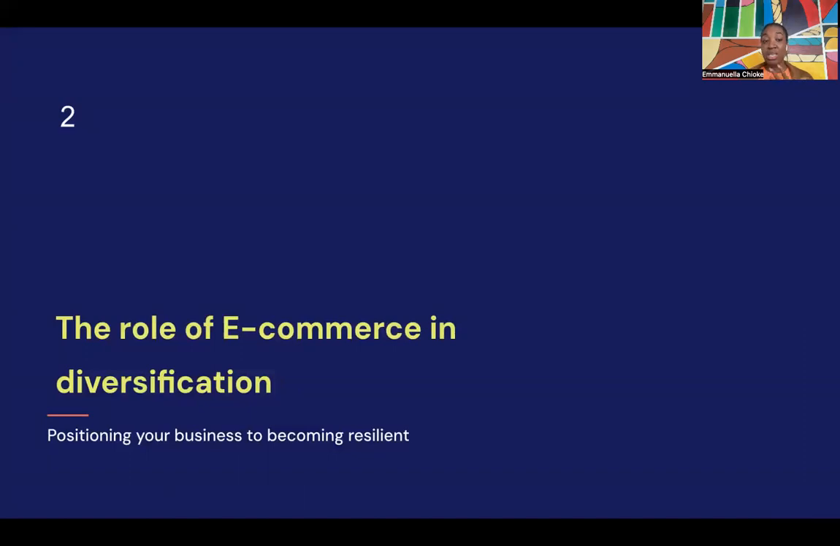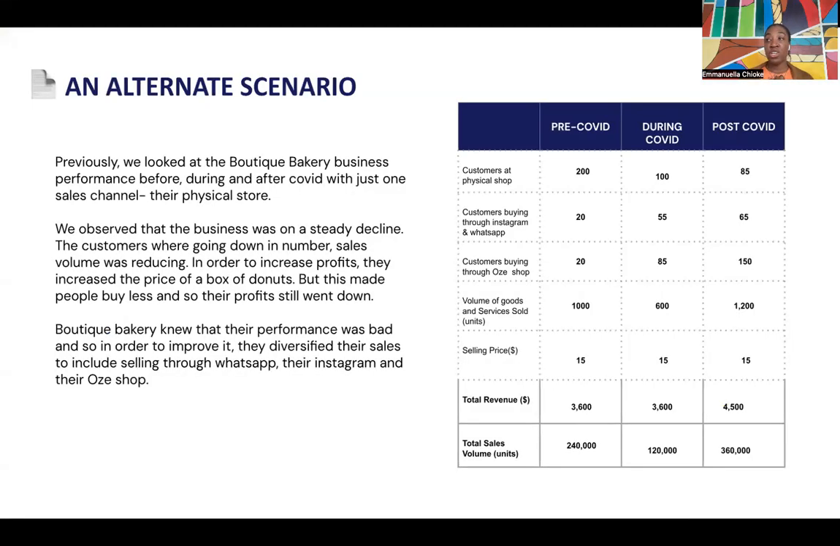Now, moving on to the second phase of this module, which is the role of e-commerce in helping us diversify a sales channel. Essentially, what this means is thinking through, with websites and the internet, what are ways that we can position our business from a sales point of view to become more resilient? What role does e-commerce play in helping us build out multiple sales channels, just so that we're able to avoid some of the pitfalls of having one single sales channel?